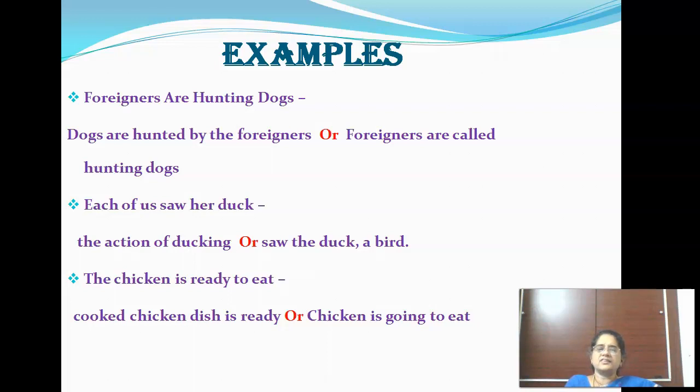Now look at the second sentence. Each of us saw her duck. In the first place, are you referring to the action of ducking, or you mean to say that you saw the bird, that is the duck? Look at the third one. The chicken is ready to eat. Do you mean to say that the cooked chicken or the dish is ready to be served, or the chicken is going to eat? So look at the ambiguity in all these examples.